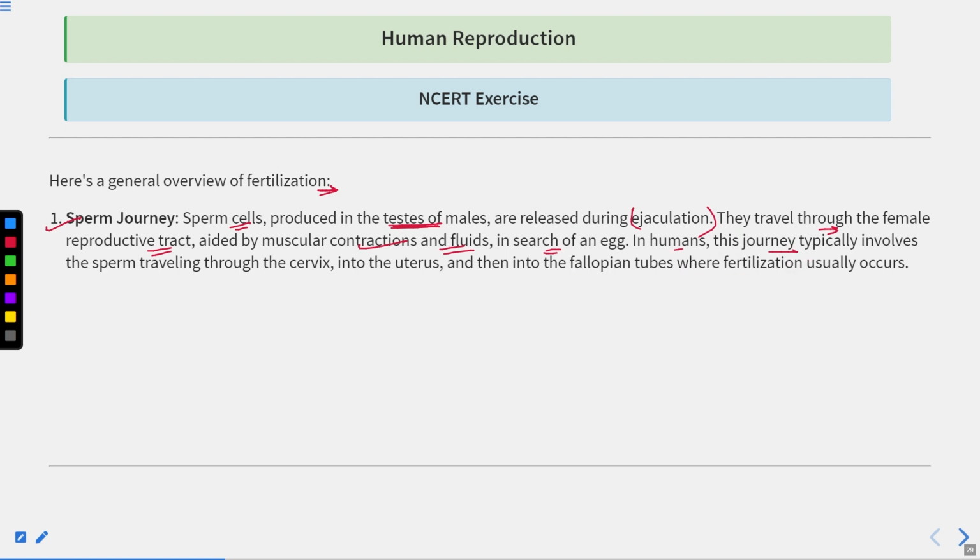Now in humans, this journey typically involves the sperm traveling through the cervix, then into the uterus, and then into the fallopian tube, where fertilization usually occurs. So fertilization takes place in the ampulla region of the fallopian tube, also known as the oviduct. There are three regions of the fallopian tube: infundibulum, ampulla, and the isthmus. Both the male and the female gamete reach the ampulla where the fertilization takes place. Clear? So you can call this step insemination also.